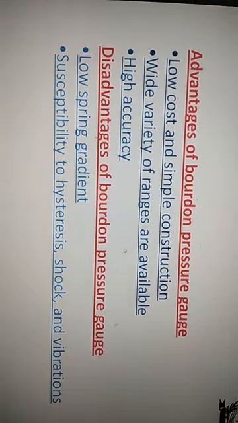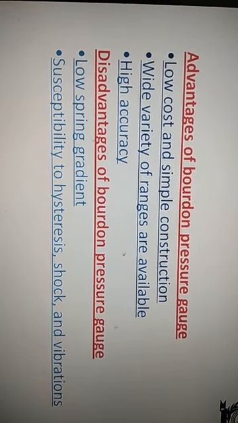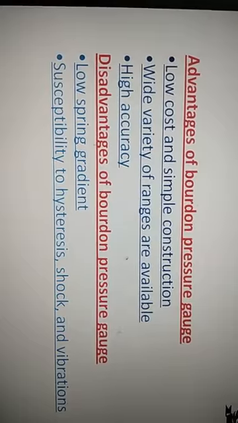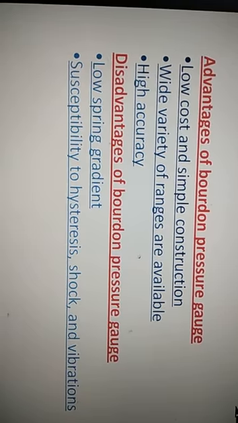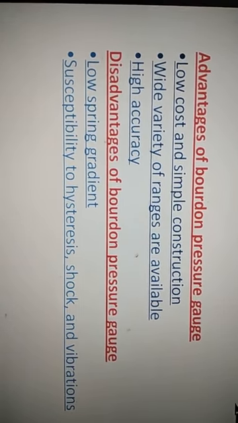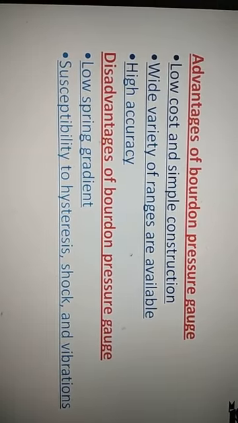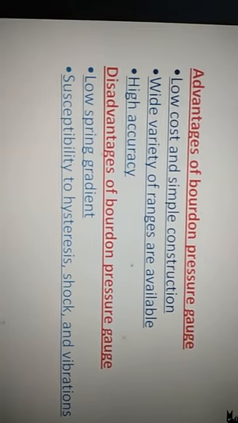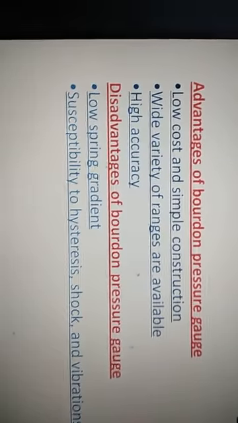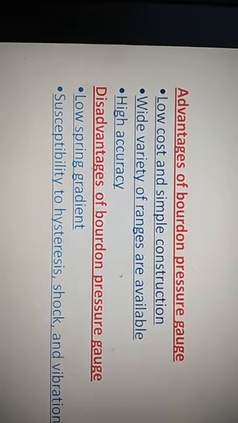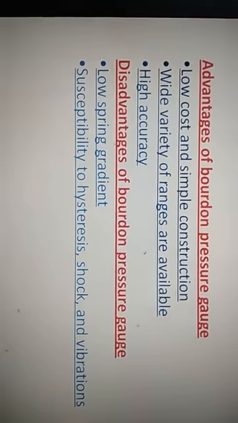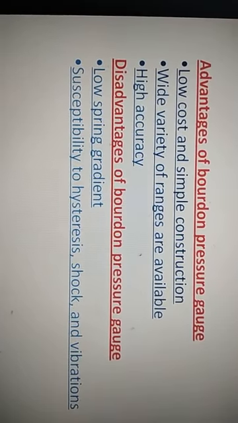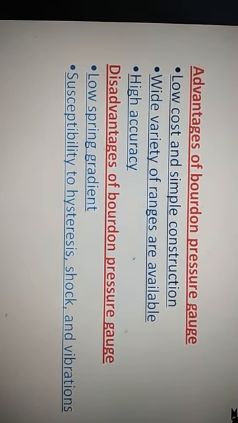Disadvantages of the Bourdon pressure gauge are low spring gradient, because a spring is used along with the tube for the mechanical movement, and susceptibility to hysteresis, shock and vibrations. Due to high pressure, there may be vibration or shocks. So it has a susceptibility to hysteresis, shock and vibrations.